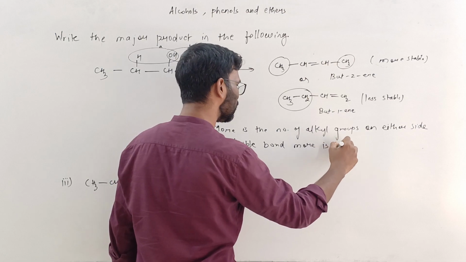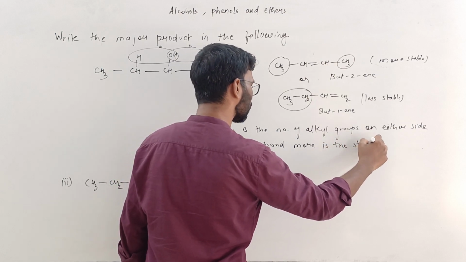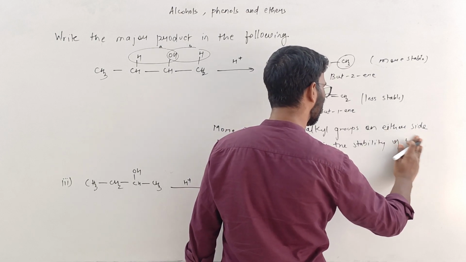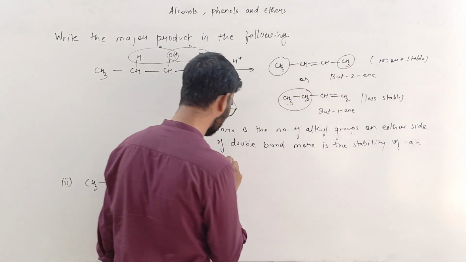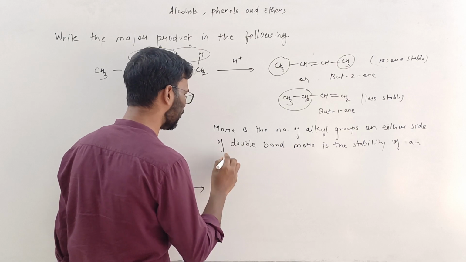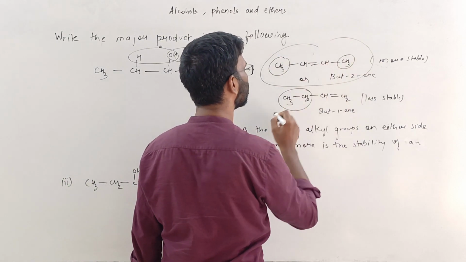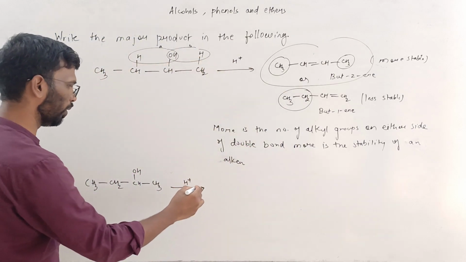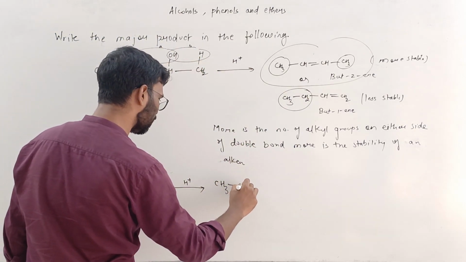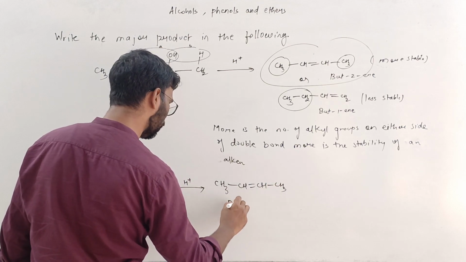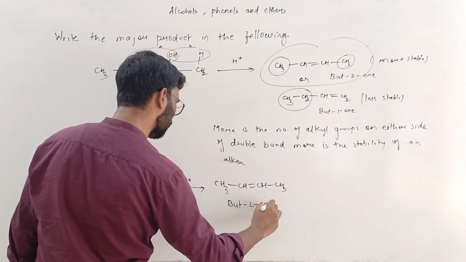the more the stability of an alkene. This is according to the Saytzeff rule. Always remember this rule. So our answer is this. Our answer is this for this question. Means over here I will write the most stable alkene. That is but-2-ene.